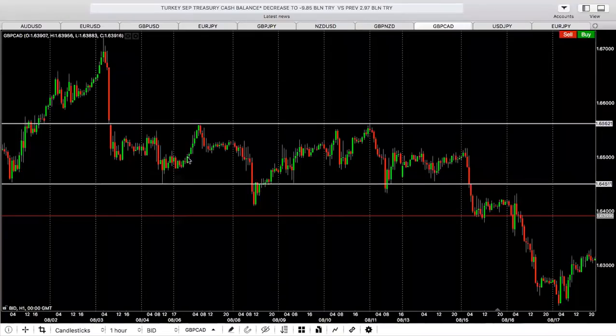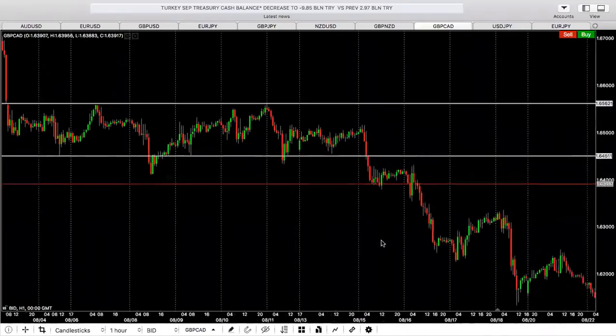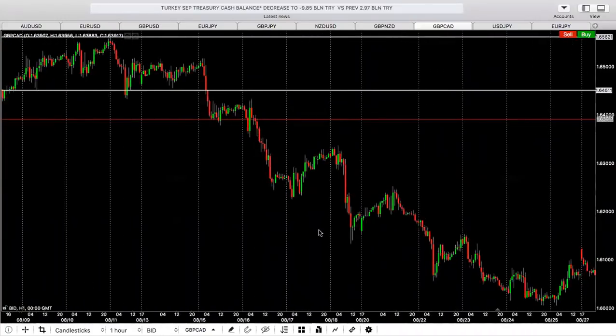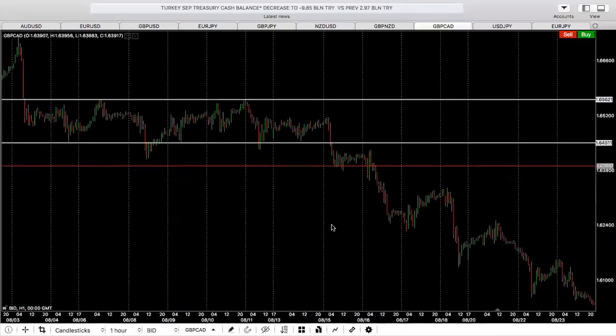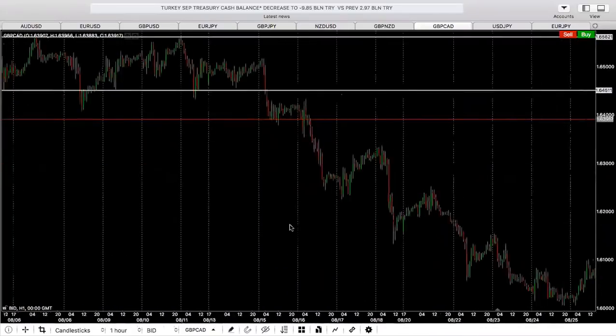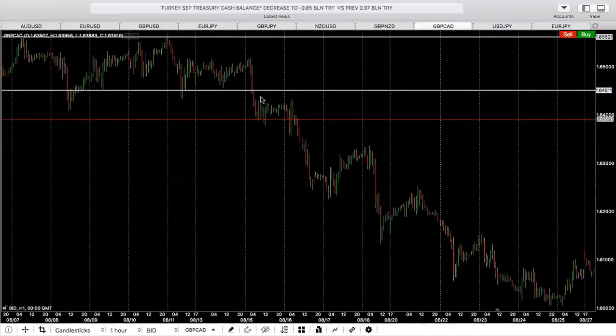So we have the support down here, which we have multiple hits, and we have the resistance over here. Now, the entire market consists of support and resistance, just looking at it through a different perspective. Now, we're going to move forward. We're going to show you guys what happens when market breaks out.